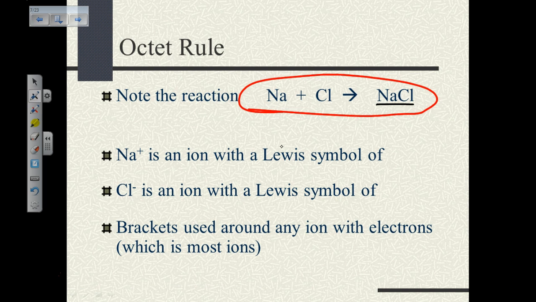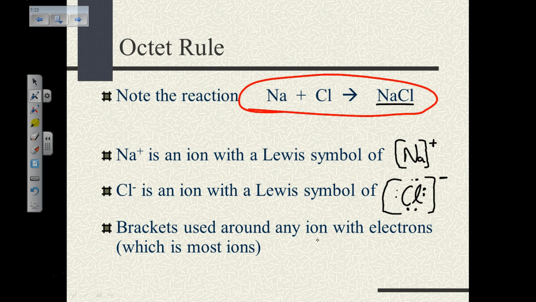Now, Na+ is an ion with a Lewis symbol, so it's the Lewis symbol Na with a plus here. Now, any ion that has a Lewis symbol, we always put in brackets. That way, even though there are 0 electrons around it, we know that we have determined its symbol and it has no electrons around it. So the symbol for chlorine, 1, 2, 3, 4, 5, 6, 7, 8, we put brackets around it because it's an ion, and then we put a negative charge.